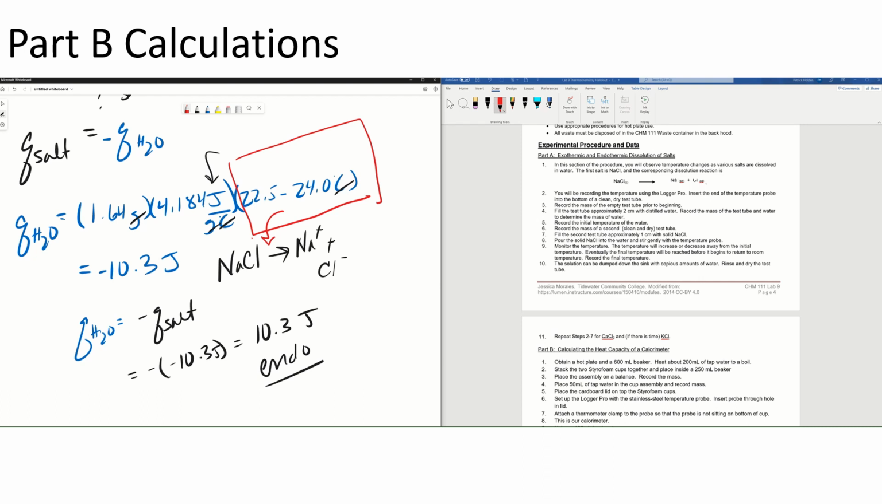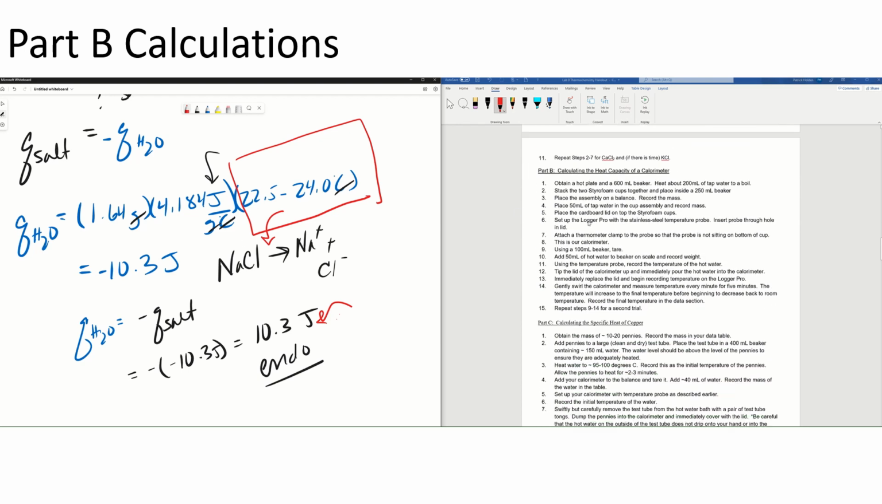So the water decreased in temperature, therefore it got colder, because the Q was being absorbed by the salt dissolution, and therefore that's one way we know also that the salt dissolution was endothermic. Also because we have a positive Q here, 10.3 joules. So that's how you do part A.